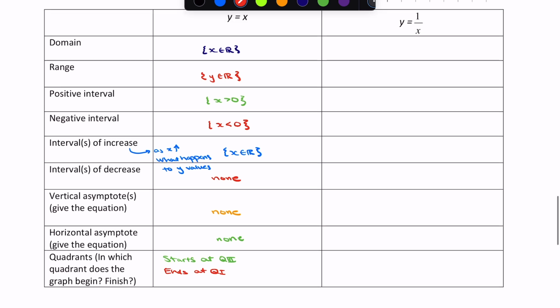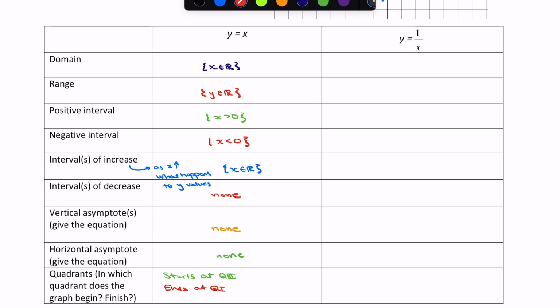Okay, so let's look at y is equal to 1 over x. Our domain is similar to, again, y is equal to x. However, this time we have an asymptote. So again, x is an element of real numbers, but x cannot be equal to 0. For our range, same thing: same range again, but you have to note the asymptote, so y cannot be equal to 0.